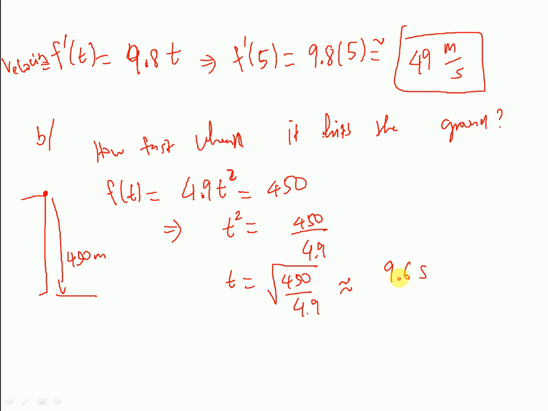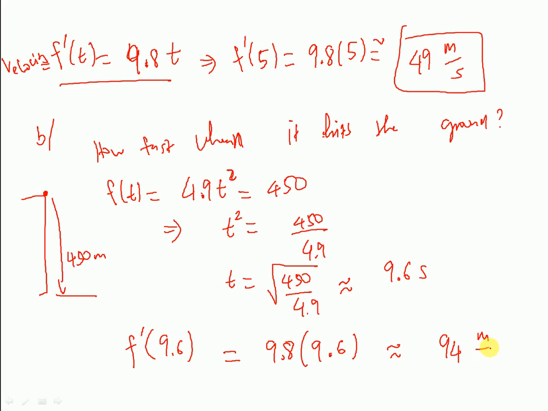Now we have the time. We have the velocity function here. I can just plug in this time to here to find the speed. So f prime of 9.6 when it hits the ground is going to equal 9.8 from here times t, which is 9.6, and this gives you around 94 meters per second. Yes, that's 94 meters per second. So this speed is faster than at the point time equal 5 seconds, which is only 49 meters per second.